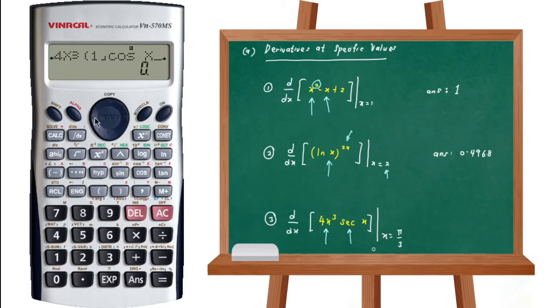So this is how you key in the input for 4x cubed multiplied by secant x. This 1 over cos x represents the function secant x. What we need to do next is to include the value x, which is pi over 3, in the calculator. To do this, we press this button, comma, and then followed by the value pi over 3.